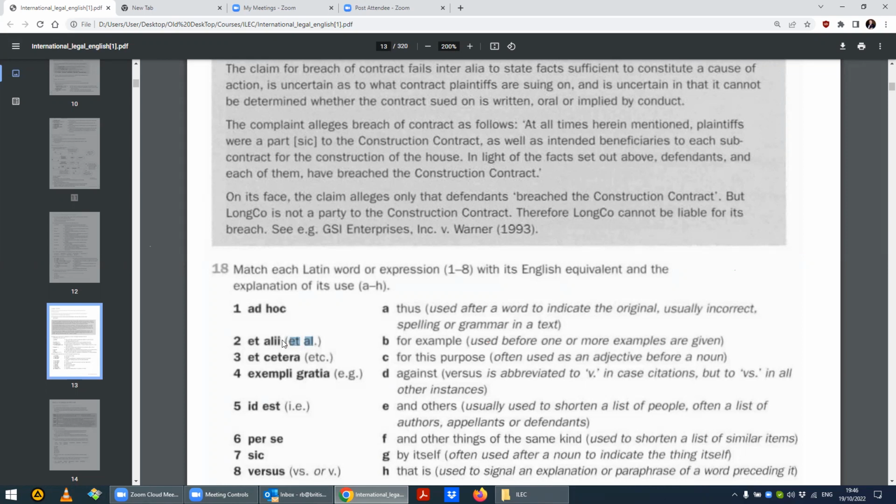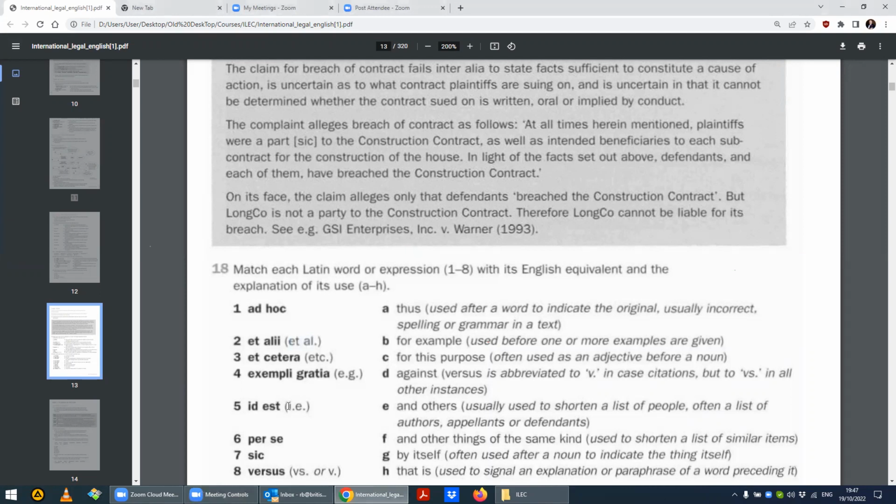So et al is usually used in legal writing when you've got, say, 20 defendants. You just name 2 or 3 of them, and then you say et al. It shortens the list of people that you're going to name. Others, people of the same kind. Et al. Okay. So you've done ad hoc, et al, etc. Next, exempli gratia, and id est.